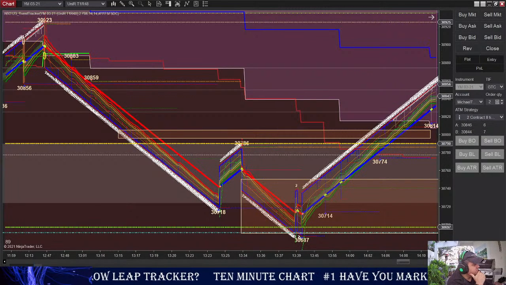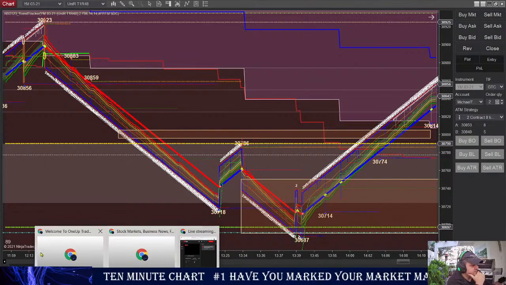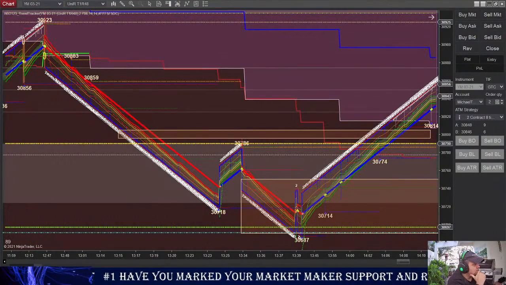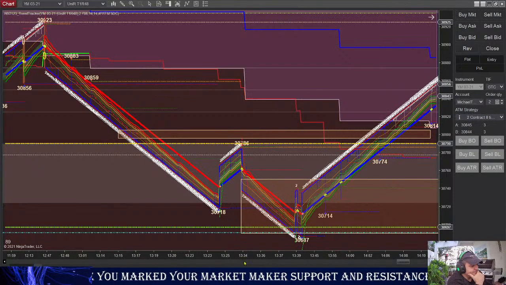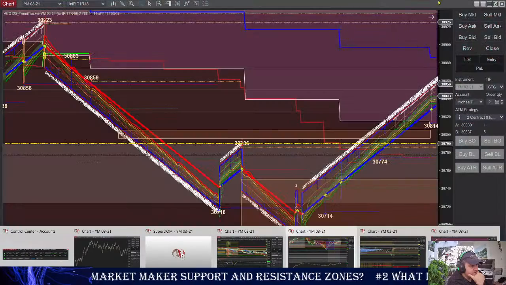If you guys have any questions, what I want to do is show you different types of indicators and how I look at them. Let me see which charts I have open. So I'm going to close the chart for now.